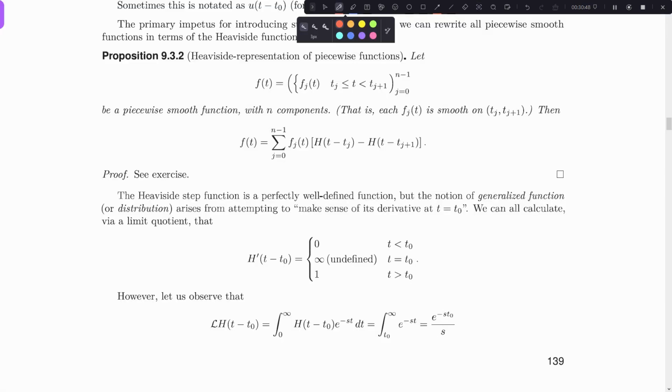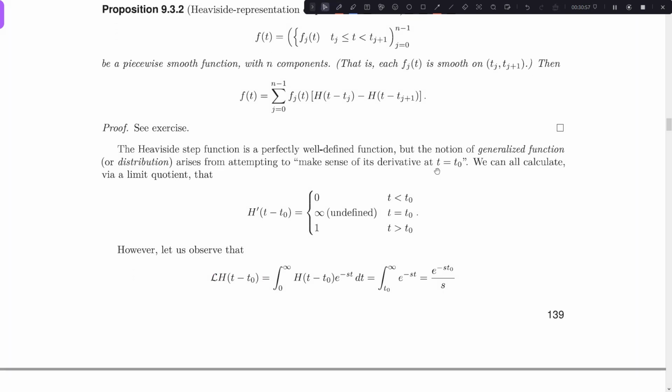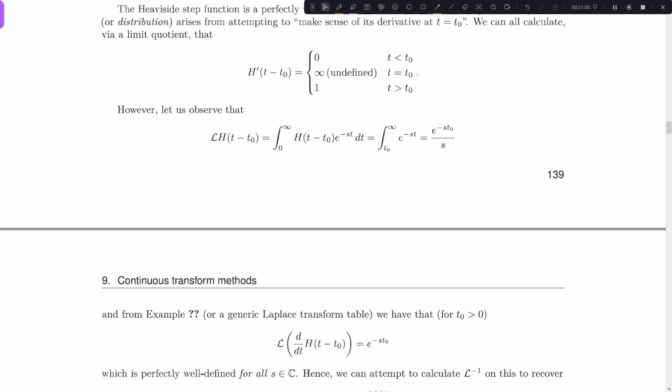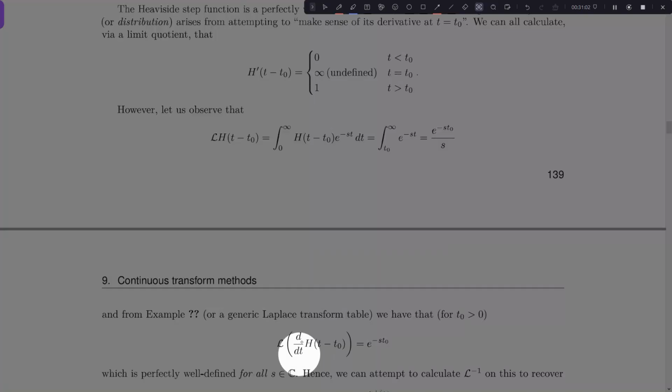And so the Laplace transform of the Heaviside function is perfectly well defined, which makes a lot of sense because the Heaviside function is a function. But what gets interesting is that the Laplace transform of the derivative of the Heaviside function is also perfectly well defined, right? And this is where we start to get into this in between mathematically rigorous and not mathematically rigorous idea, where the left-hand side, this derivative, is not actually computable.